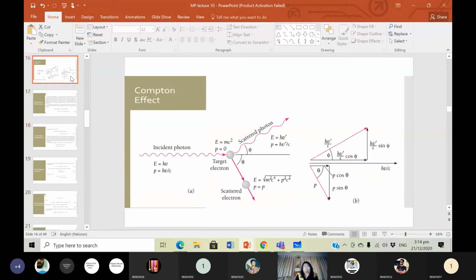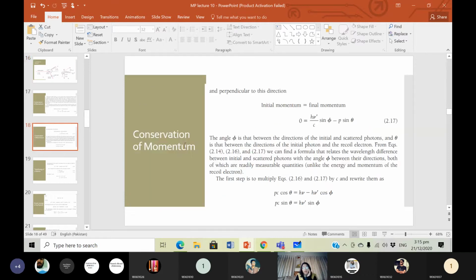Like if you place the detector somewhere over here, then you can determine if this is along this direction. You can determine that there's X-rays appearing over here, okay? You can detect the extra photons over here. So then you can measure this angle. So it's measurable. So that's how you can determine the change in the wavelength of the photons.